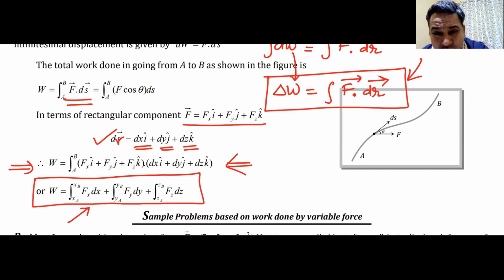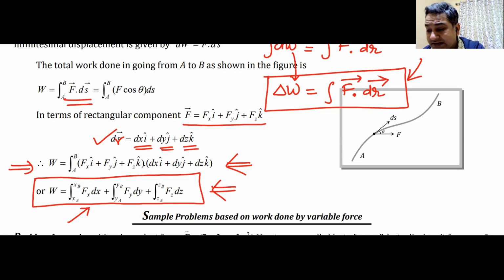The work done by this force will be the integral of Fx dx from x1 to x2, plus the integral of Fy dy from y1 to y2, plus the integral of Fz dz from z1 to z2. Can you write this? Do you understand how it is achieved? Can you do it on your own?